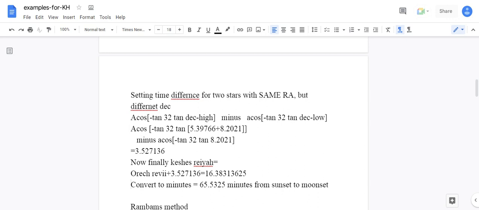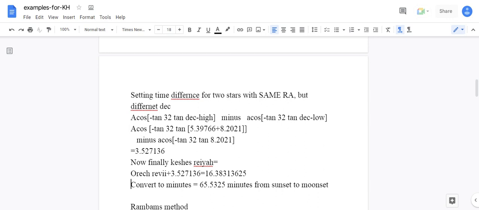The final catch is 3. Yeah, it's Orach Revi plus 3.52. That is 16. So now you convert this to minutes. It's 65 minutes from sunset to sunset. So this is the whole parsha here, the whole Megillah. I would say it's 5, 6 steps. I don't know how many, I didn't count. Maybe it's 10 steps. Whatever it is, just make sure to do it neatly and slowly in the beginning because it takes time to get used to all these numbers.